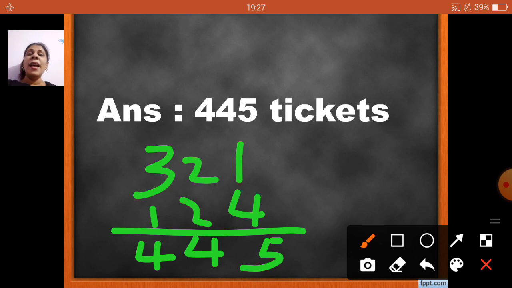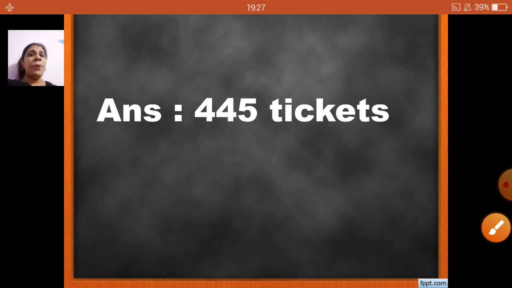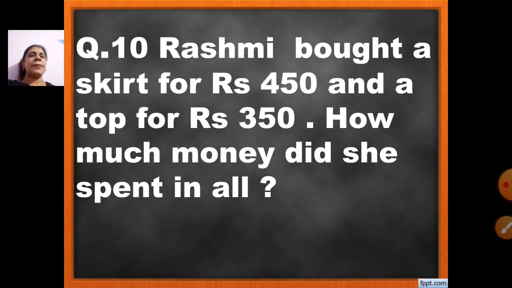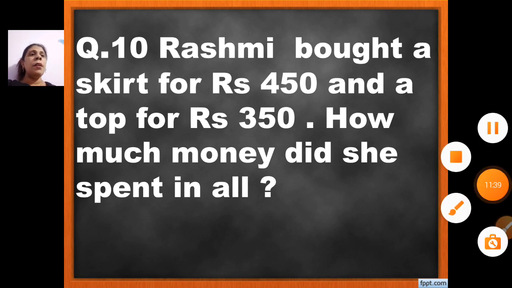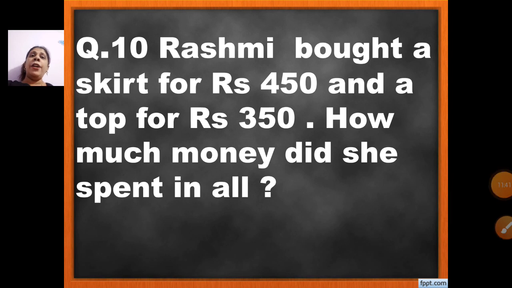We got our answer correct by adding the two numbers. Understood, children, how you are going to add the word problem in mental maths? Okay, let us move to the next. Rashmi bought a skirt for rupees 450 and a top for rupees 350. How much money did she spend in all?